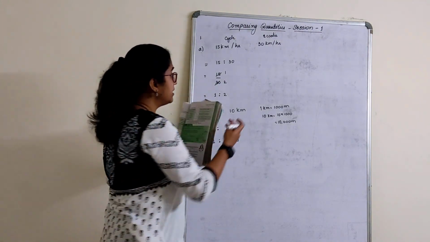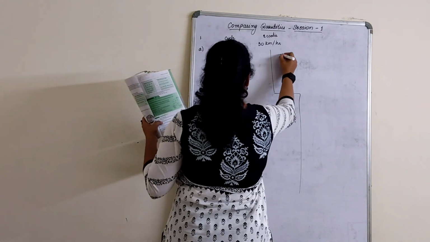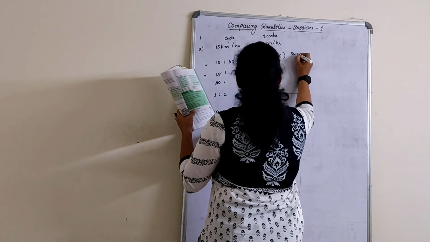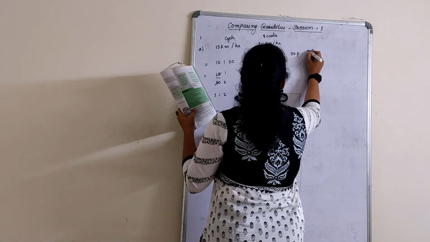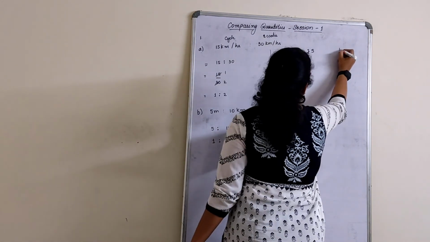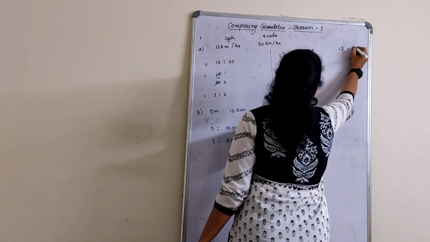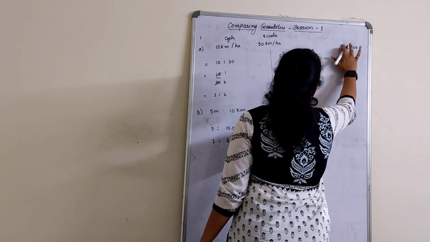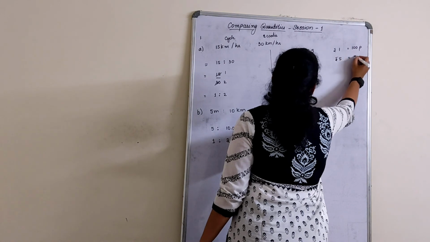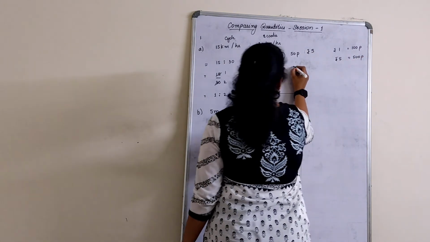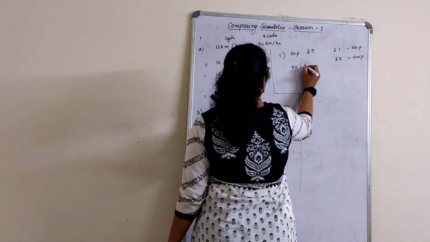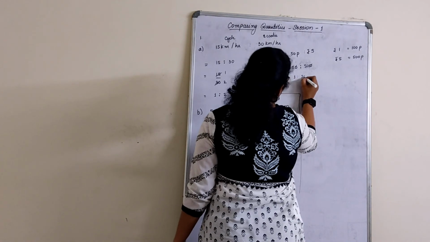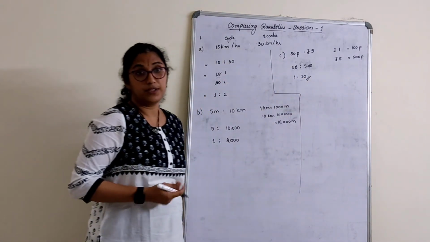Okay. The next one is C. 50 paise is to 5 rupees. So 1 rupee is equal to 100 paise. So 5 rupees, I write the rupees symbol here, 5 rupees is equal to 500 paise. So this is 50 is to 500. 50 ones are 50, 50 tens are 500, so 1 is to 10 is the answer. This is how we do the sum, children.